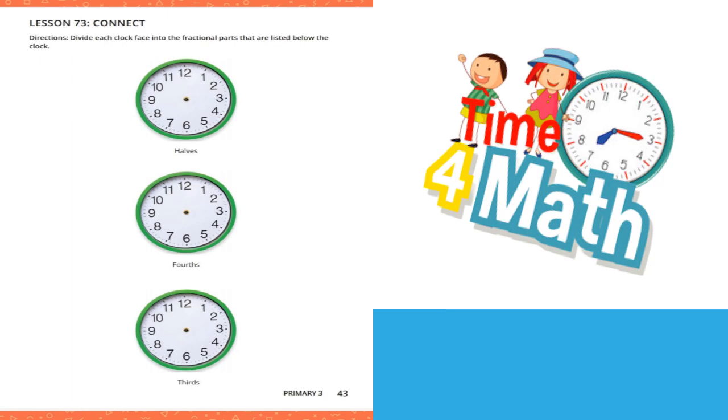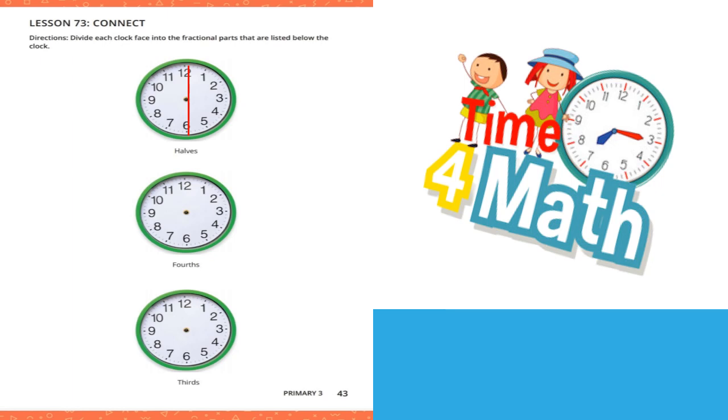73. The connect part. Divide each clock face into the fractional parts that are listed below the clock. The first clock face has the word halves under it. So I want to divide this clock face into halves. So the whole one contains how many halves? 2 halves, 2 over 2. So it will be like this. This is half and this is half.